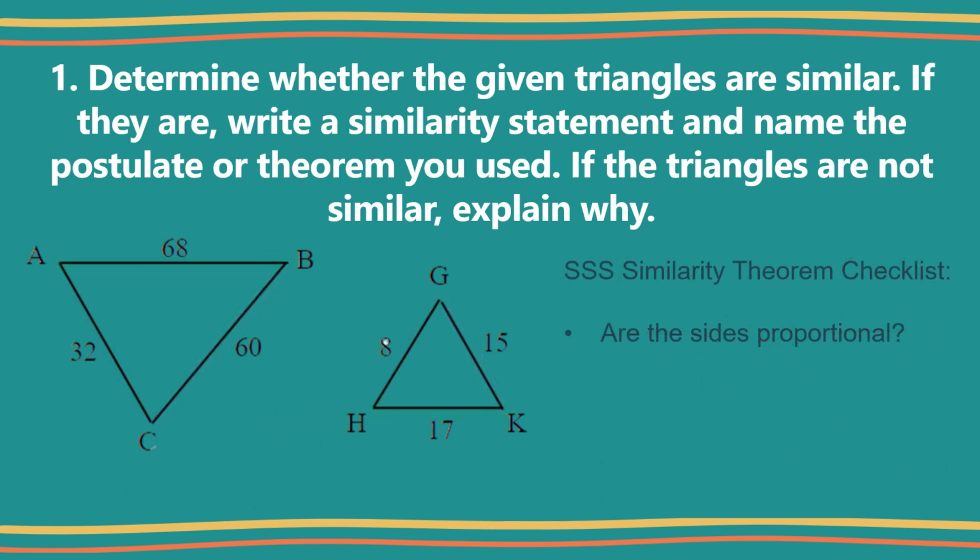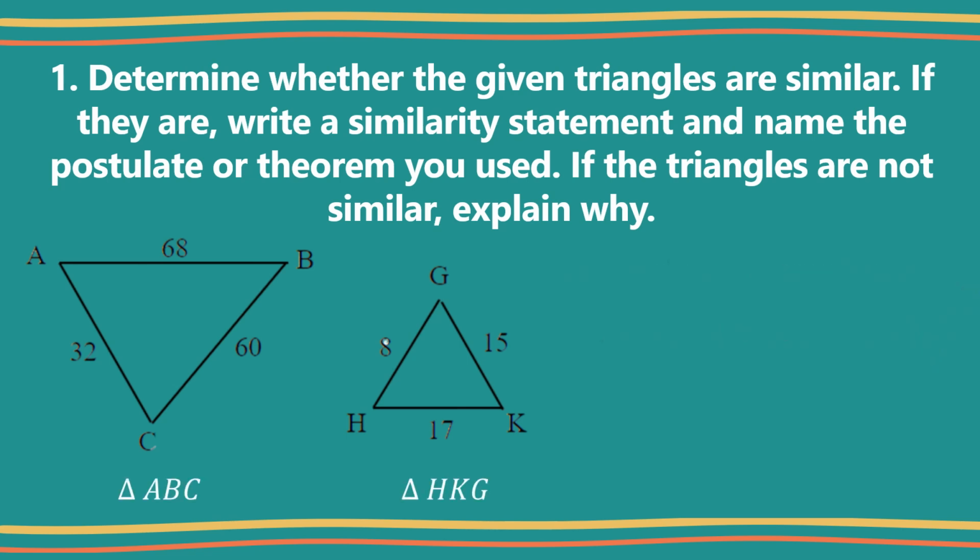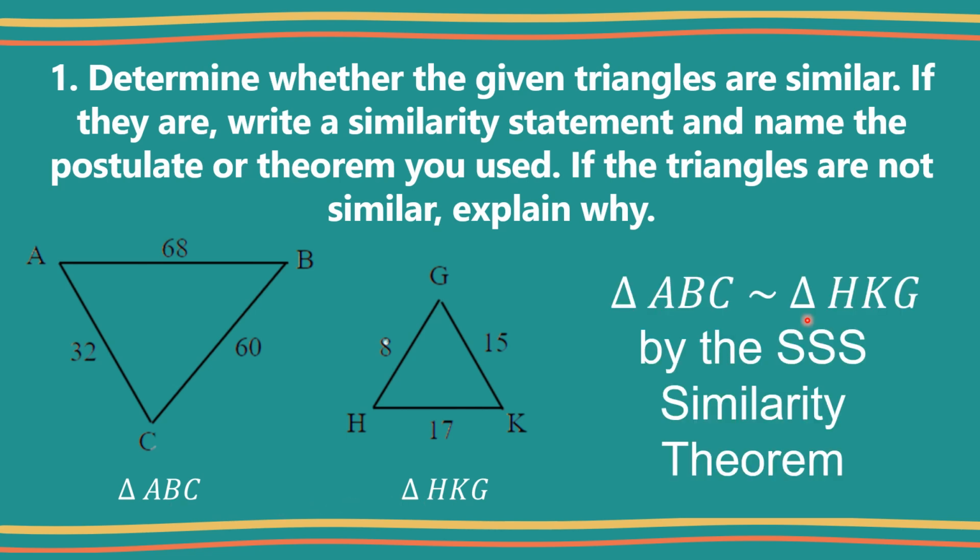So going back to our checklist, all we needed to check is that the sides were proportional, and they were. So these two triangles are similar. Now I just need to write my similarity statement. So my similarity statement here is going to be triangle ABC is similar to triangle HKG. So triangle ABC is similar to triangle HKG by the side-side-side similarity theorem.